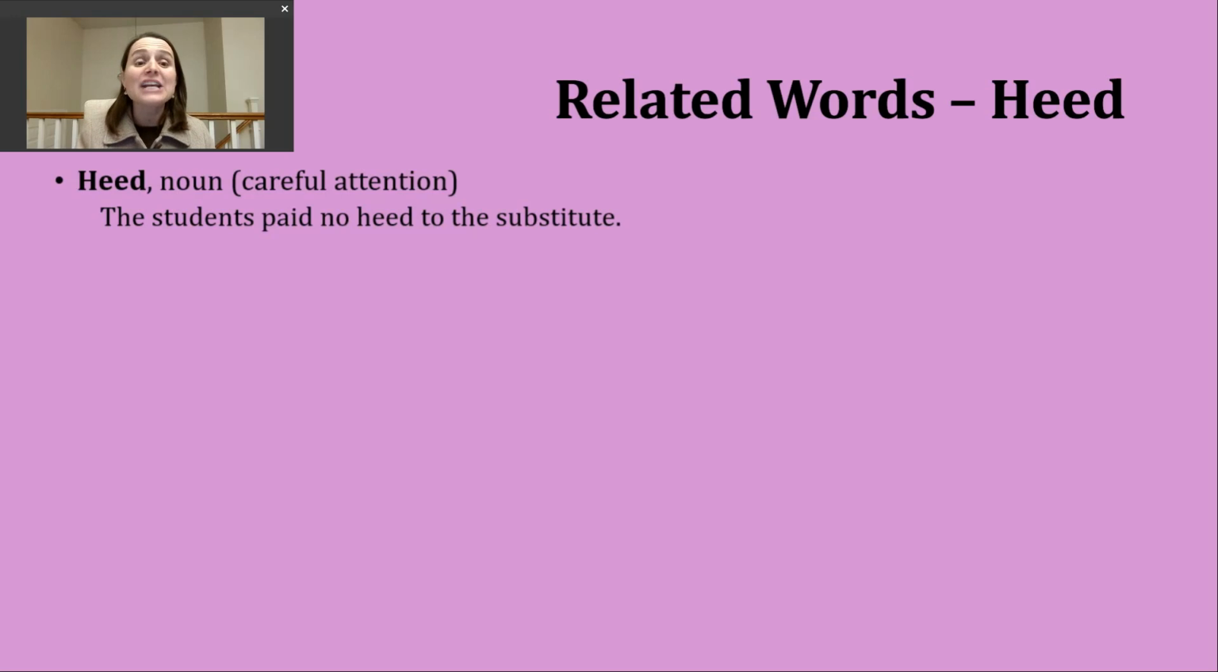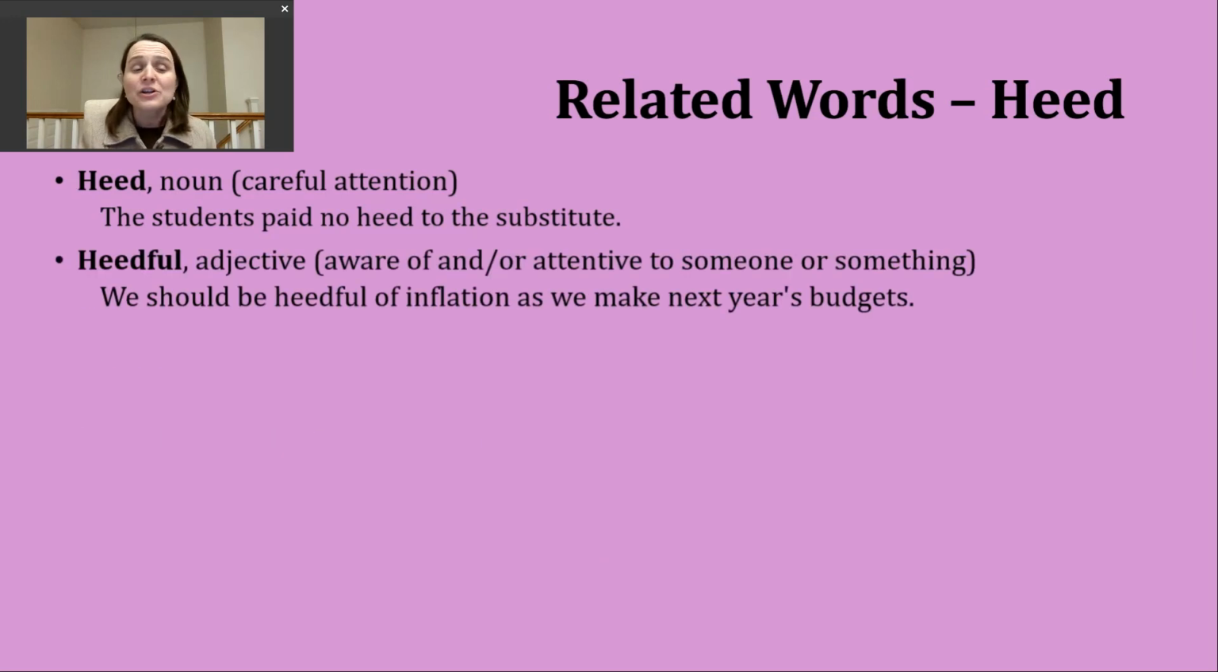The students paid no heed to the substitute, right? So here it just means they're not paying attention. Maybe they're not listening at all to the substitute teacher that's in their class that particular day. Another related word you might encounter is the adjective heedful. This can mean aware of or attentive to someone or something. An example of this might be, we should be heedful of inflation as we make next year's budget.